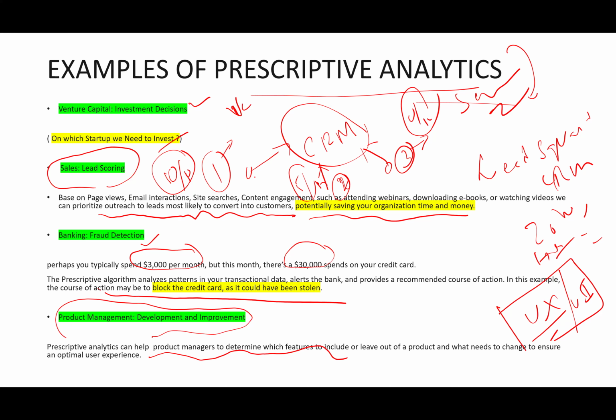Then fraud detection: how can fraud be prevented? Then product management: how can we improve the product experience for customers? There are many examples, guys, but I've given four very important examples of prescriptive analytics.